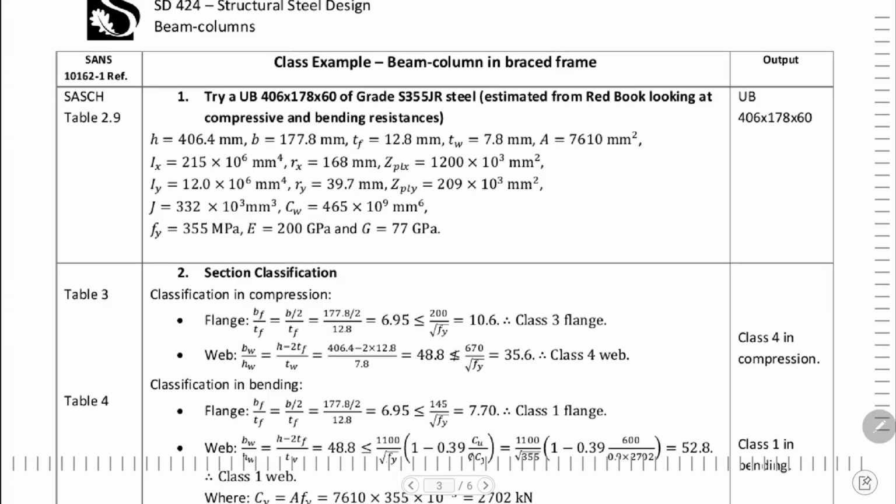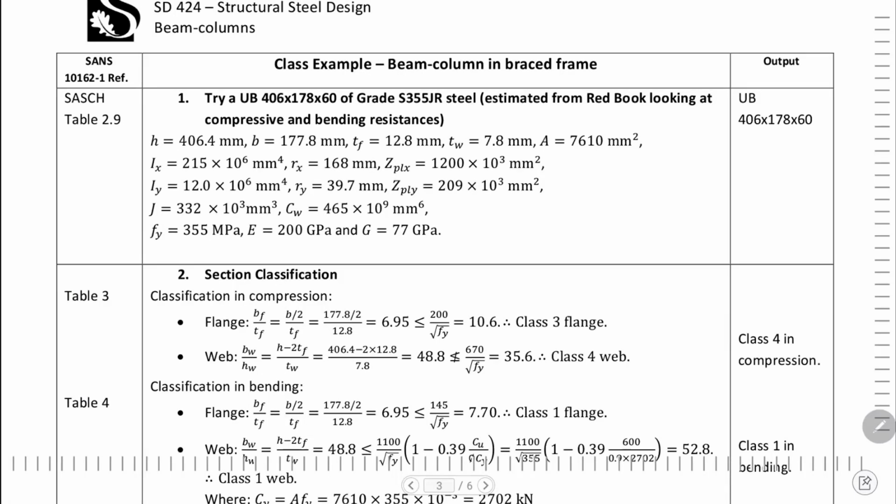So first we need a beam size, and we're going to run through the calcs. We've got the references on the left, so if you want to go see either from SANS 10162 Part 1, the code, or the Red Book, the South African Steel Construction Handbook, the references are listed on the left, and then the outputs.